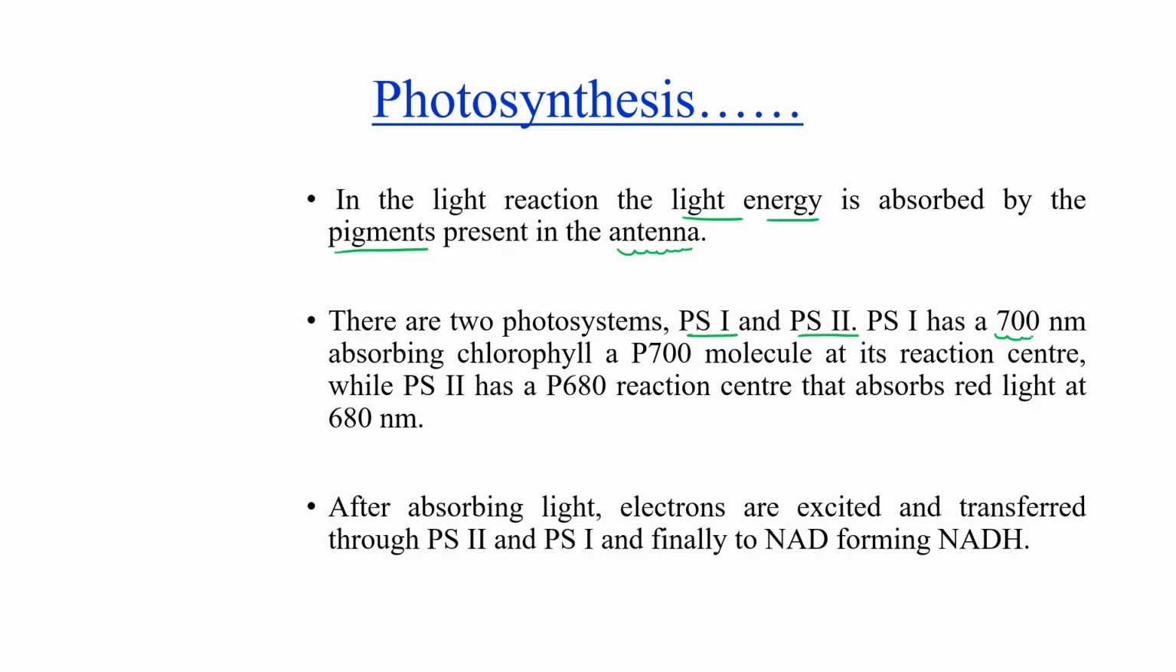PS1 has a 700 nanometer absorbing chlorophyll molecule, known as P700, as its reaction center, while in PS2 the P680 reaction center absorbs red light at 680 nanometer. After absorbing light, electrons are excited and transferred from PS2 to PS1, and finally, through the Z scheme, which we discussed in part 1, these electrons are accepted by NADP and form NADPH.